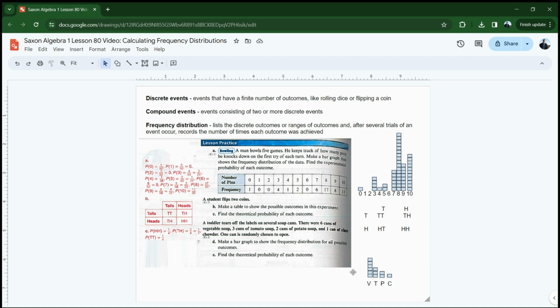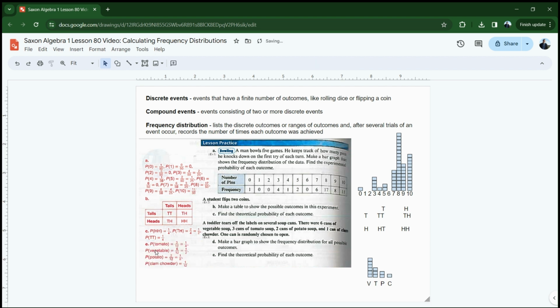The theoretical probability of each outcome is just going to be the number of possible outcomes for each one, divided by the total number of possible outcomes. Now let's see. I noticed there's 6, 7, 8, 9, 10, 11, 12 possible outcomes for each can of soup. So vegetable is going to be 6 out of 12, or 1/2. Tomato is going to be 3 out of 12, 1/4. Potato, 2 out of 12, 1/6. And then clam chowder is going to be 1 out of 12.